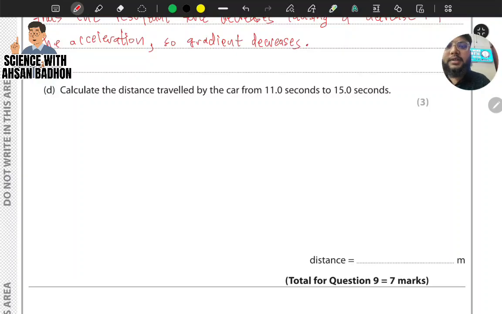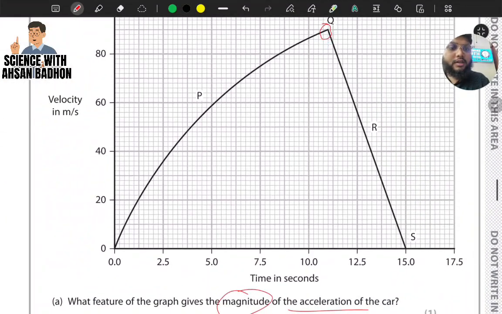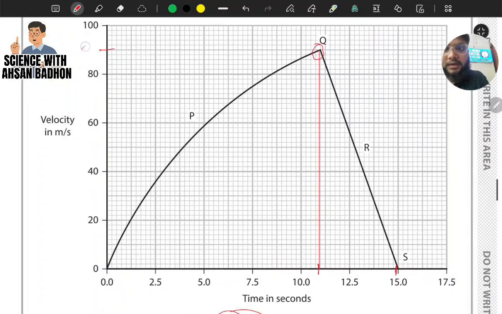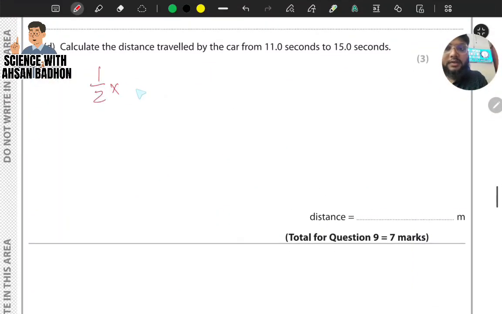Okay, question number D says, calculate the distance traveled by the car from 11 seconds to 15 seconds. So the area of the graph gives us the distance. It is a triangle from 11 to 15, and we can use half times base times height, where the height is 90. So half times base, which is 15 minus 11, which is 4, times 90. So our answer should be 180 meters.